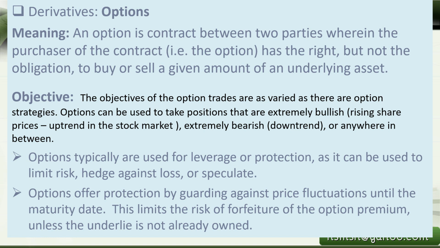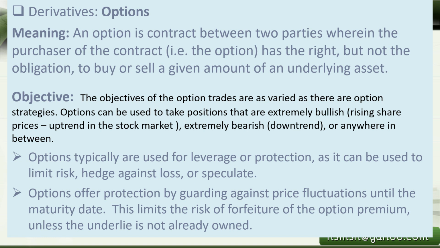The objectives of these option trades are as varied as there are option strategies. Options can be used to take positions that are extremely bullish. Bullish means a rising market, rising share prices, an uptrend in the stock market. Or extremely bearish, that is a downtrend, or anywhere in between. Options typically are used for leverage or protection, leveraging to control the risk. They can be used to limit the risk, for hedging against loss, or also for speculation.